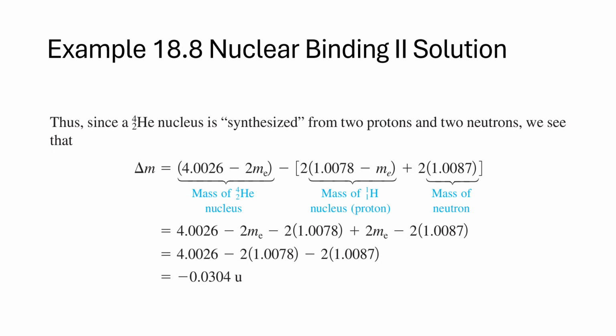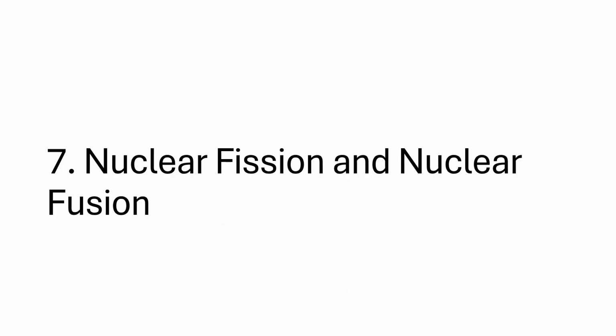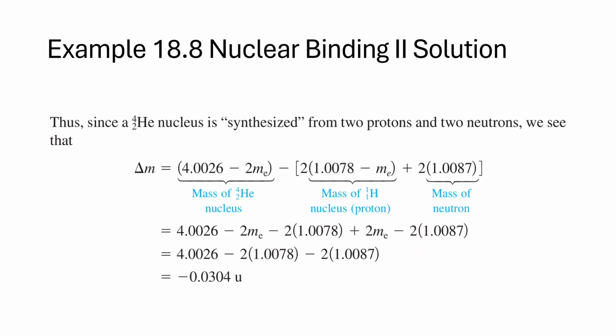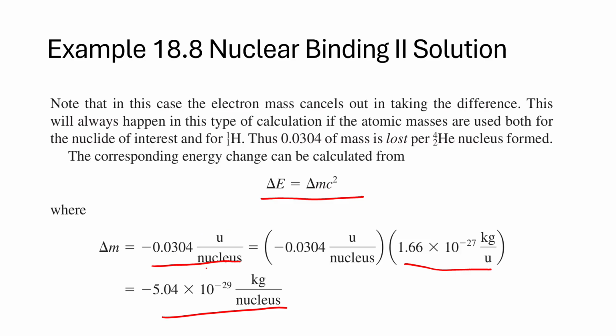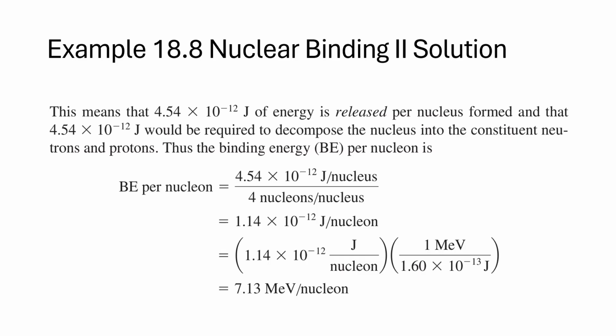So then you notice that a helium nucleus is synthesized from two protons and two neutrons. Oh, sorry, it's out of order. This one's supposed to be first, and then this is next after that. And then you multiply it and plug it into the equation as 4.54 times 10 raised to negative 12 joules per nucleus. So we convert that to MeV, and then we find the binding energy per nucleon.